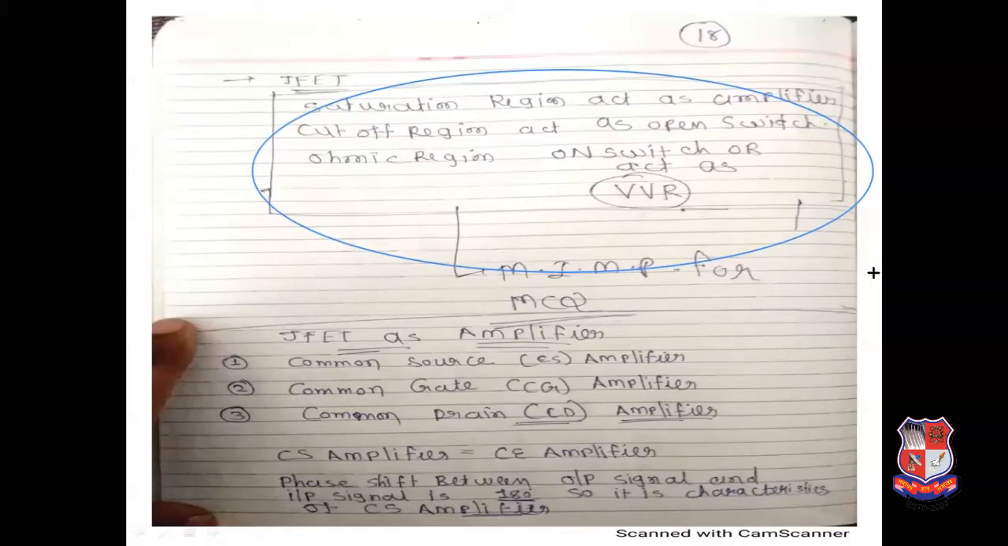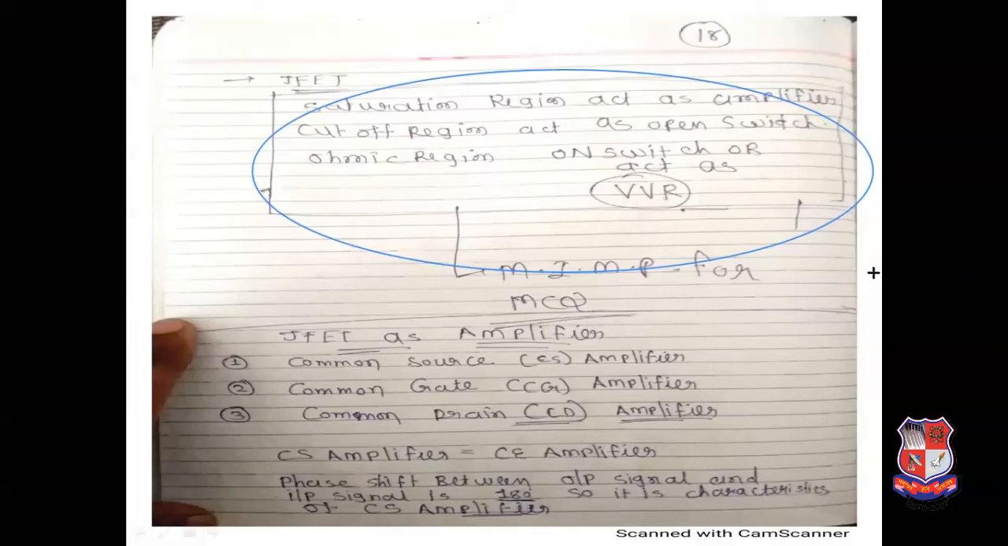With respect to the transistor, if you compare, the transistor acts as an amplifier in the active region, and JFET acts as an amplifier in the saturation region. The transistor acts as an open switch in the cutoff region, and JFET can also act as an open switch in the cutoff region. But JFET can act as an on switch or voltage variable resistor in the ohmic region. So it is the basic difference between JFET and BJT. Please try to prepare, it is very, very useful.